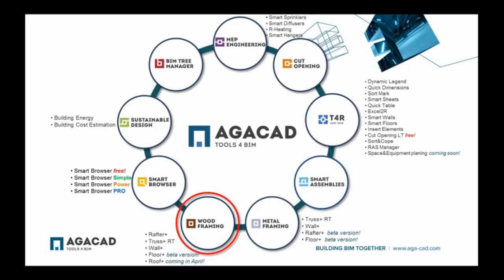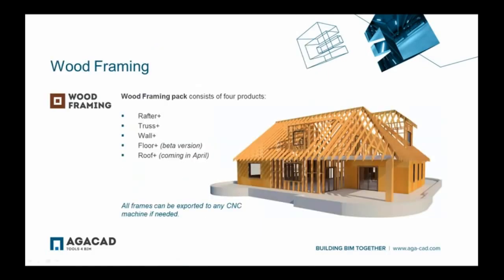I'm going to show you the main possibilities of the products, and then Valentas will show how it can be pushed into an analytical system. It will be just an example with the Autodesk product, Autodesk Robot, but it can also work with other analytical systems if necessary. So the wood framing pack contains these products.